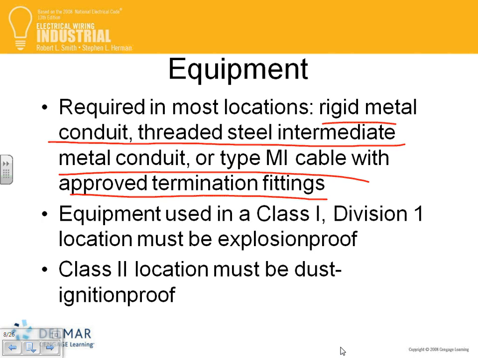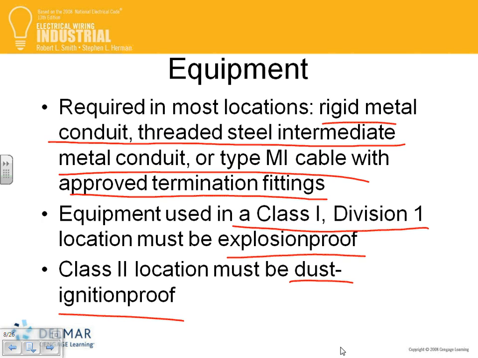In a Class 1, Div 1, if I decided to have a switch, it has to be explosion proof. In a Class 1, Div 2, the location must be dust tight. In a Class 2, it has to be dust ignition proof. So if there is dust right here, this switch has to be dust proof. If this is a Class 1, Div 1 location, it has to be explosion proof.